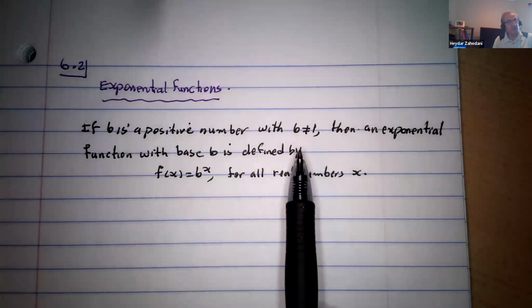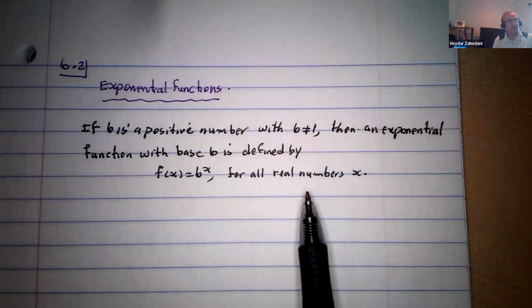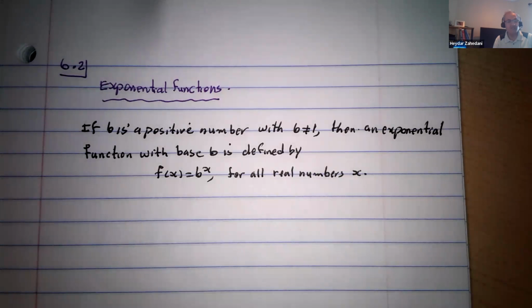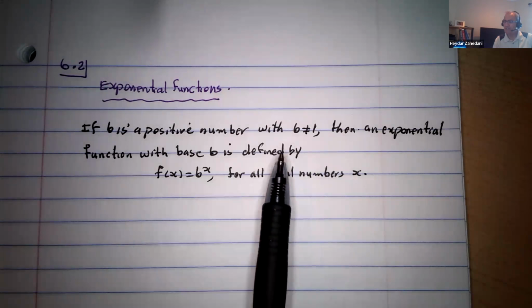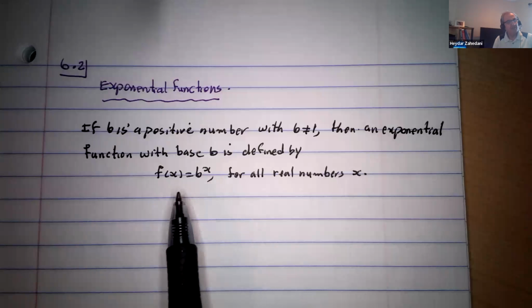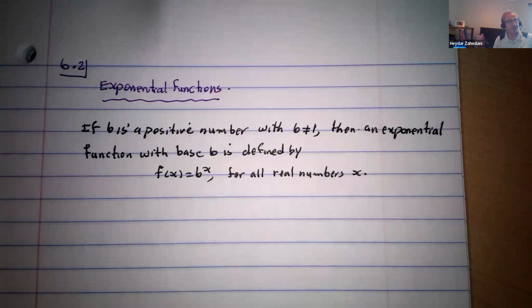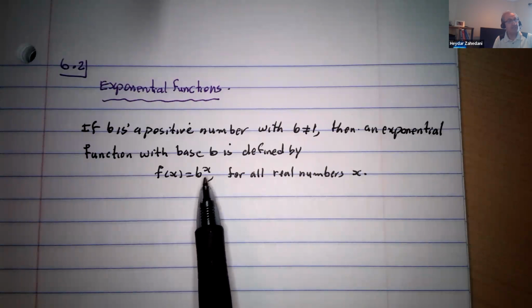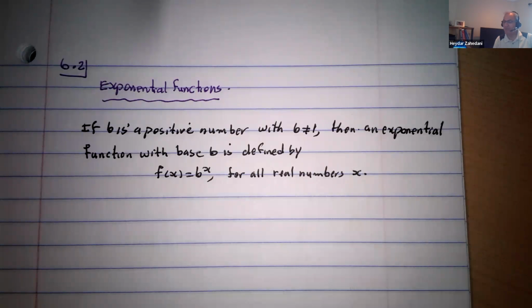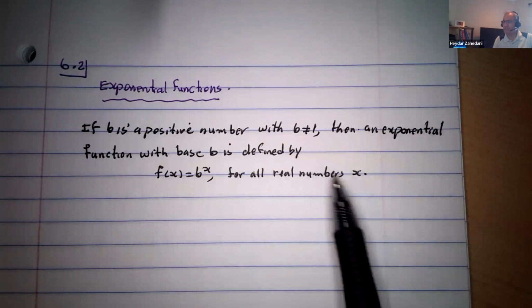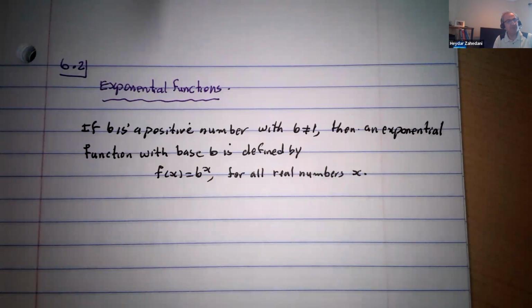B cannot be equal to 1 because in that case you are going to have f of x equal to 1, which is going to be a constant function. And b cannot be negative because you would like to have this function to be a real function. If b is negative, you have to bring in the complex numbers, and that would be a different story. Okay, and again, b cannot be equal to 0 because in that case, again, this function is not going to be defined. So that's why b must be a positive number and b not equal to 1.